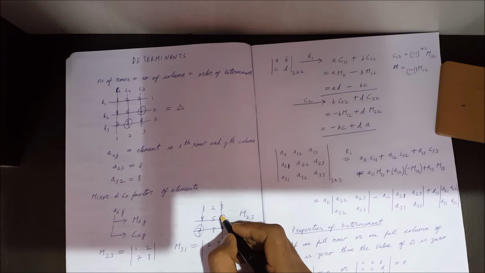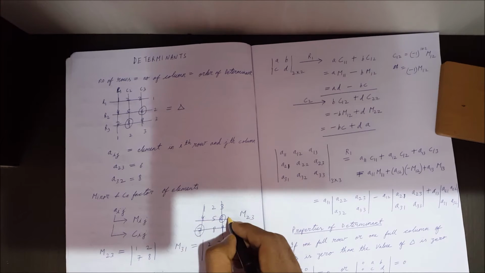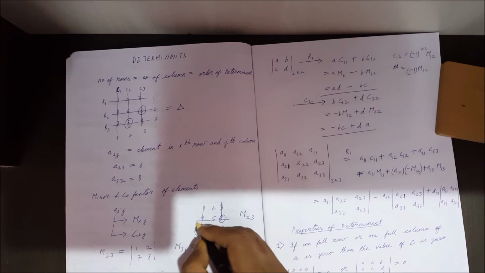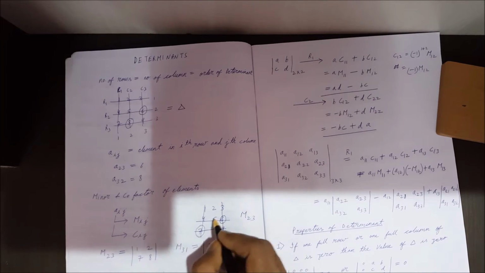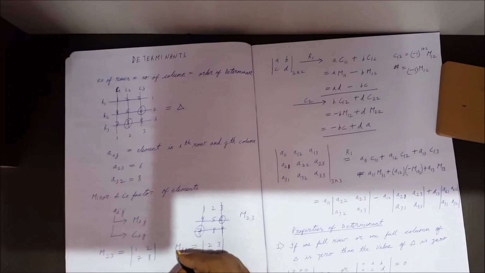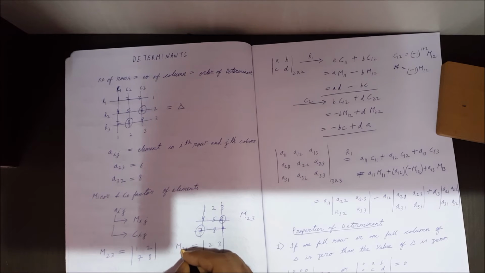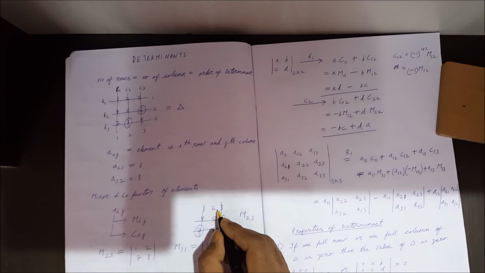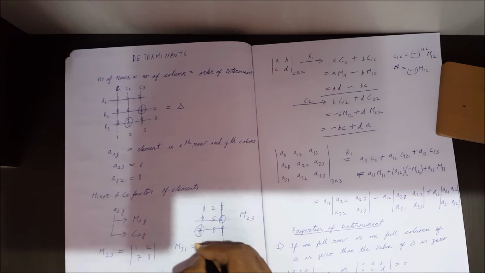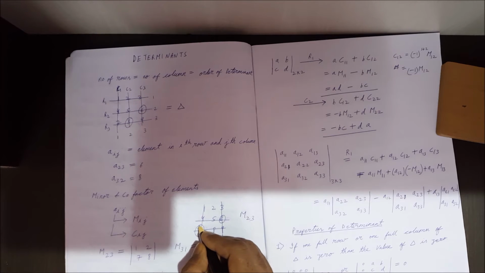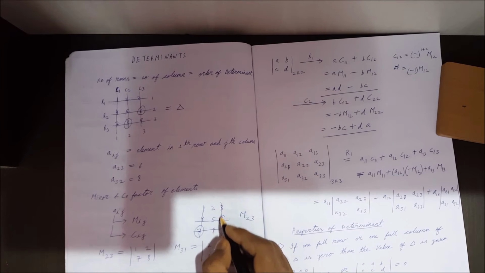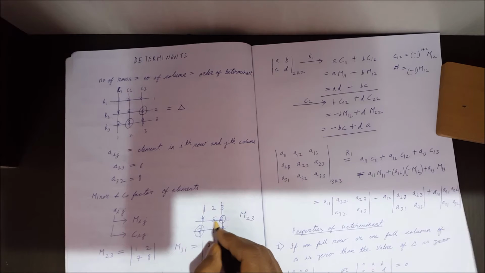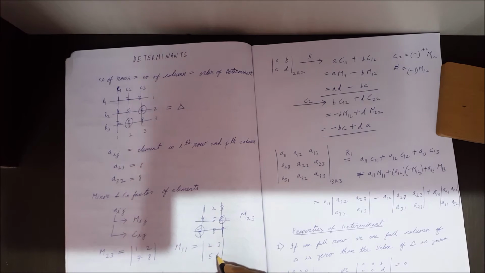So that is 6. To calculate the minor of 6, we remove the row and column of 6. The remaining values will be 1, 2, 7, 8. Same for the minor of A31: remove the third row and first column, which is 7. So we remove the row and column of 7, and the remaining values will be 2, 3, 5, 6.